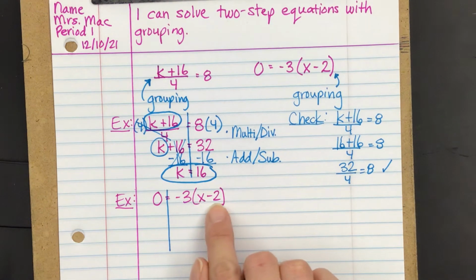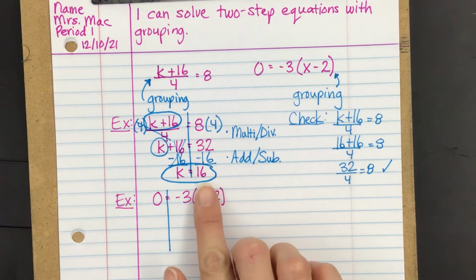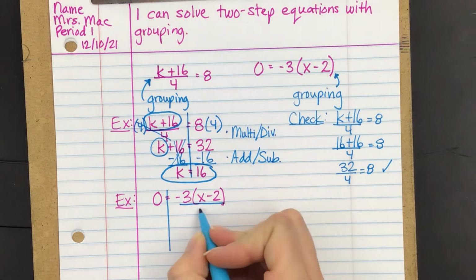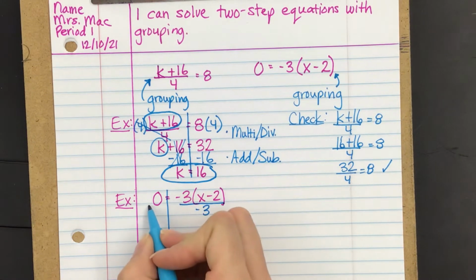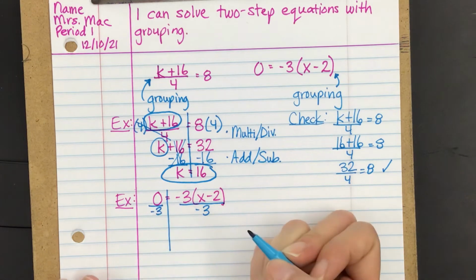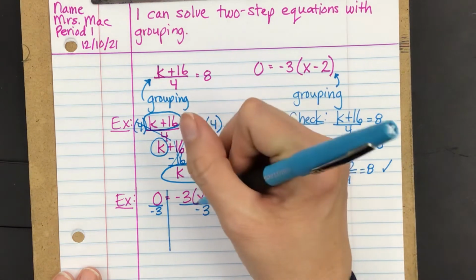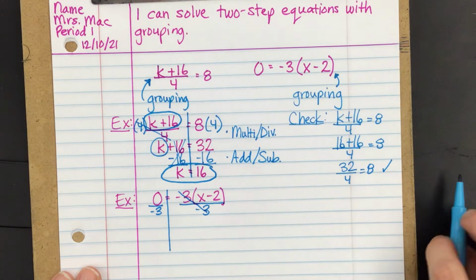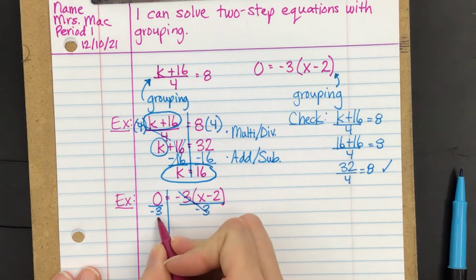I'm going to cover up what's grouped with my variable. Now, you're multiplying by -3. The inverse operation would be to divide by -3. So I'm going to divide by -3 here, divide by -3 here. -3 divided by -3 is just 1. 0 divided by -3 will be 0.